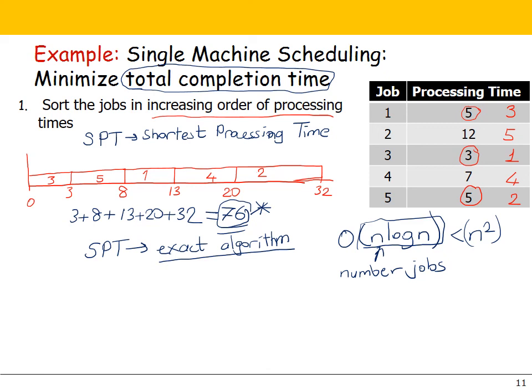But what you need to understand is that branch and bound and cutting plane algorithms are exact algorithms, but they are not the only exact algorithms. For different problems, for specific problems, you may come up with other exact algorithms.